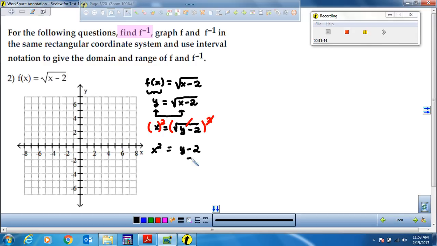Then to solve for y, we're going to add the 2 to the other side, so that gives me y is equal to x squared plus 2. And then we need to change the y back to f of x, which is the original name of the function, but since this equation represents the inverse, it's going to be with the power of -1, which means the inverse of f of x equals x squared plus 2.